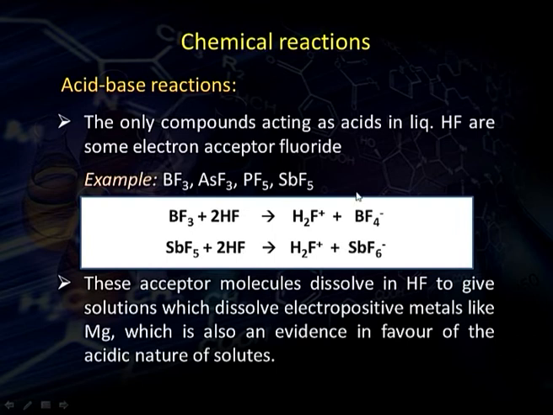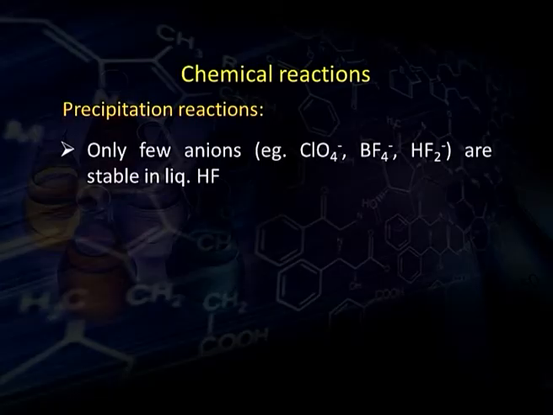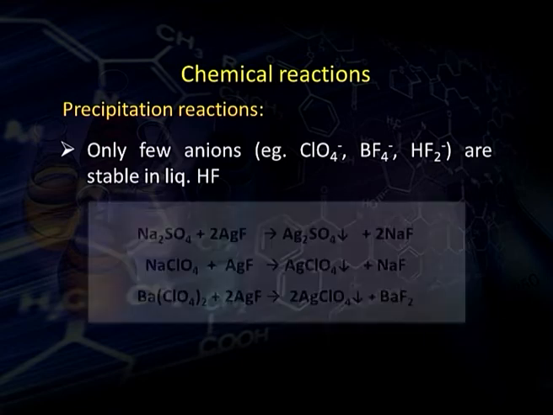These acceptor molecules dissolve in HF to give solutions which dissolve electropositive metal like magnesium, which is also an evidence in favor of the acidic nature of solutes. Ionic fluorides act as base in liquid HF and increase the concentration of fluoride ions. Next is the precipitation reactions. Only few anions like ClO4 minus, BF4 minus, HF2 minus are stable in liquid hydrogen fluoride.